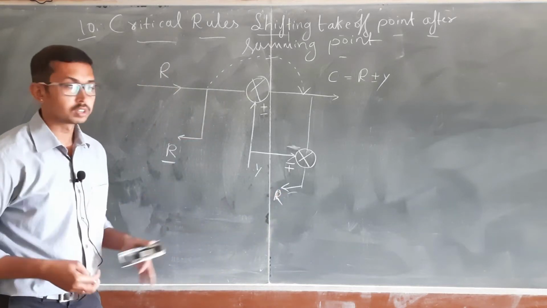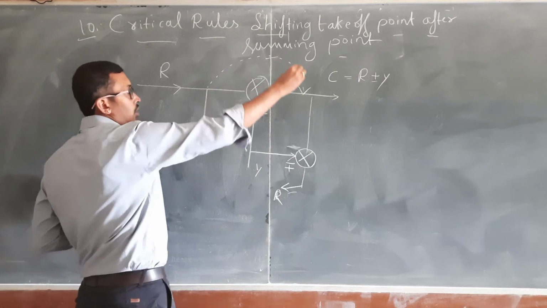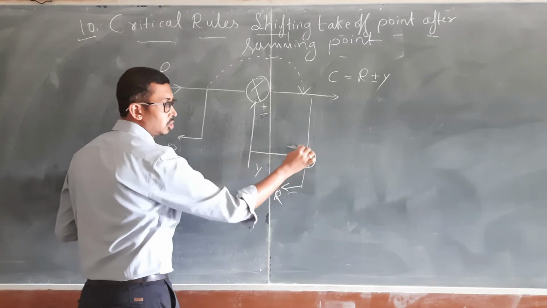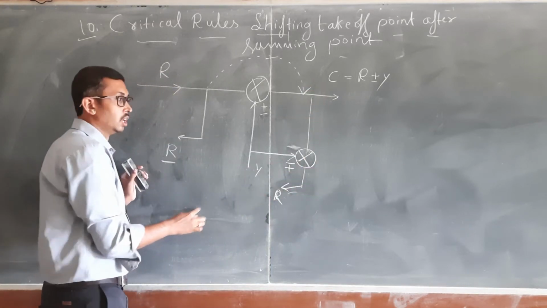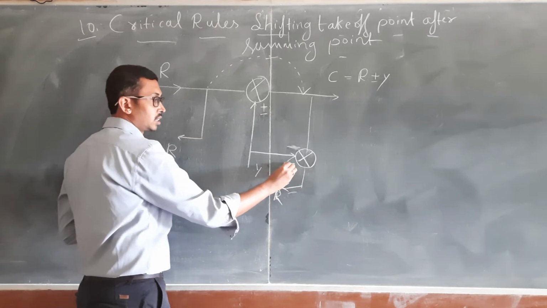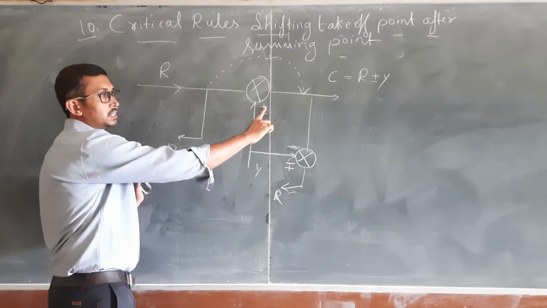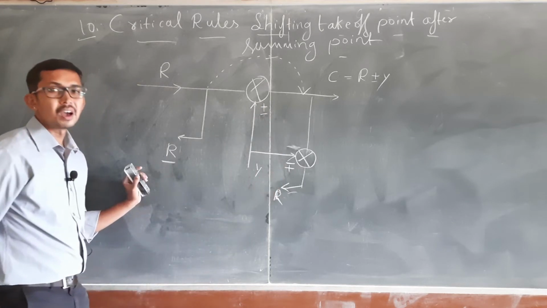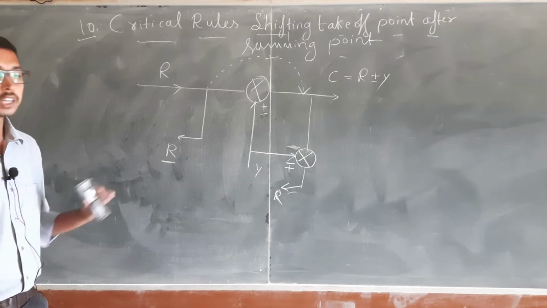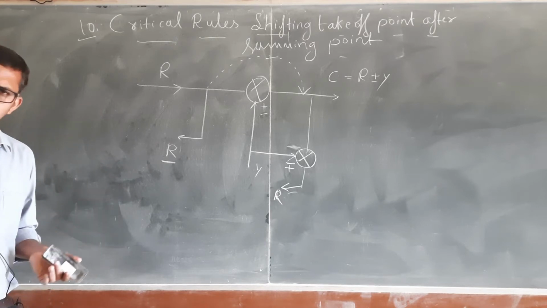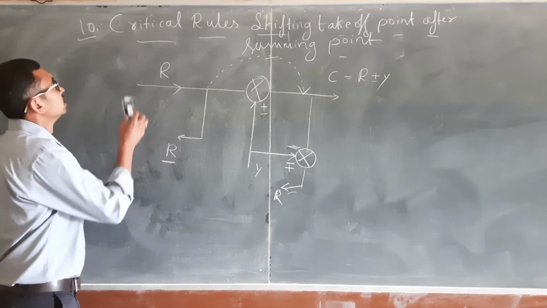Okay, so this is the critical rule number 10. If I shift this takeoff point after the block, then I need to add a summing point to this feedback signal with the symbol of minus or plus. What is the meaning of that? If there is a plus or minus, here it must be minus or plus. Okay, so this is the critical rule number 10. Next, let us discuss the critical rule number 11.